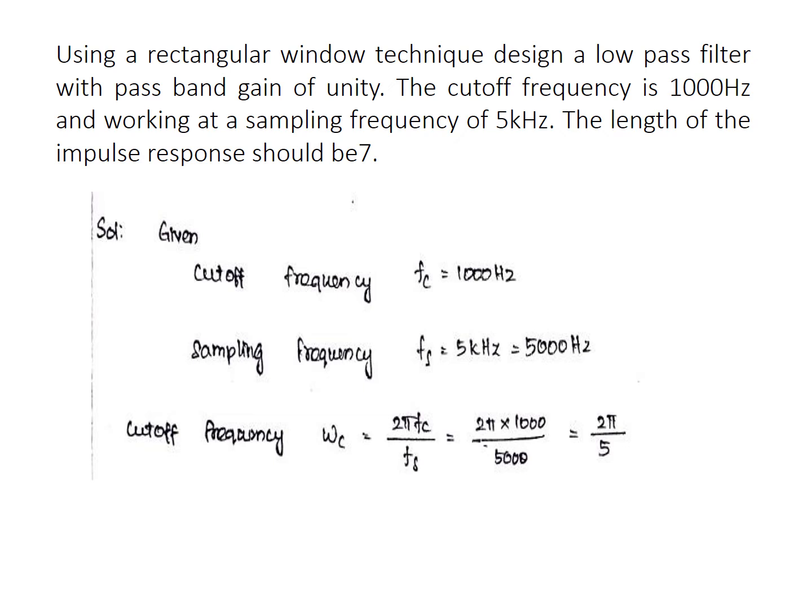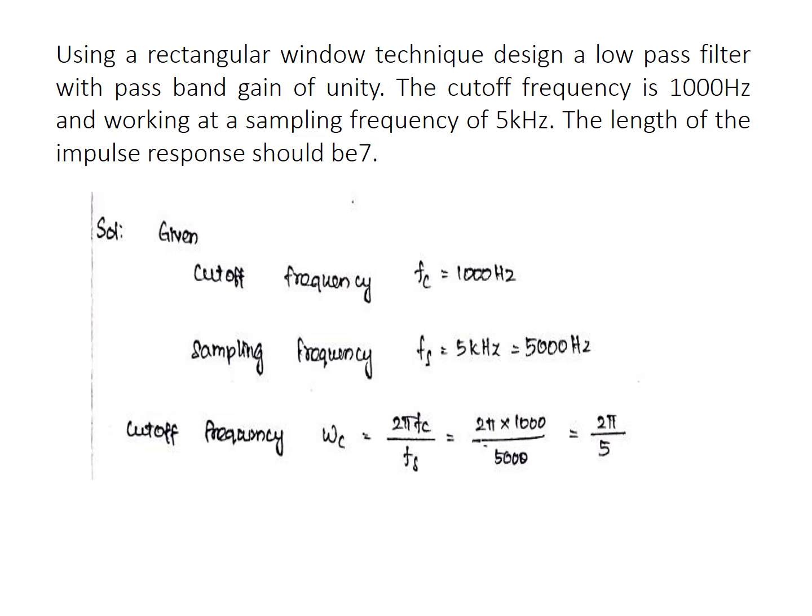Now we go for the problem. Using a rectangular window technique, design a low pass filter with passband gain of unity. The cutoff frequency is 1000 Hz and the sampling frequency is 5 kHz. The length of the impulse response should be 7. So the length of the filter has the value of 7, and the given cutoff frequency fc is equal to 1000 Hz and sampling frequency fs is equal to 5 kHz.